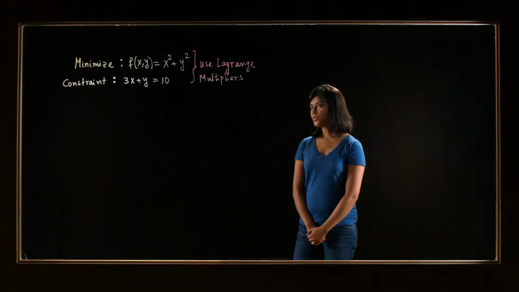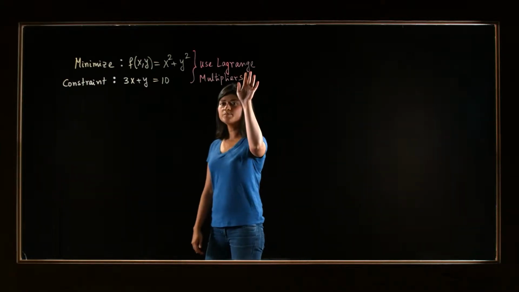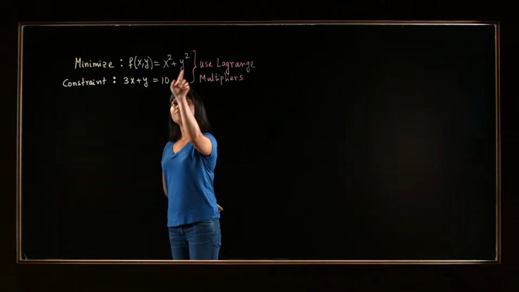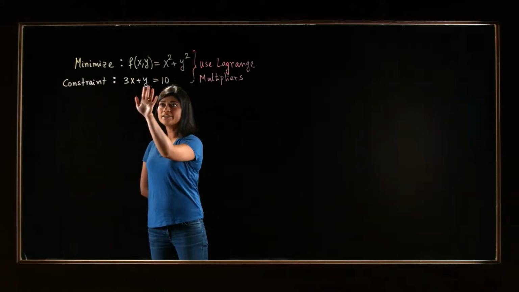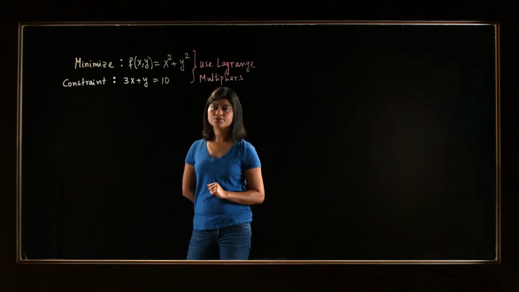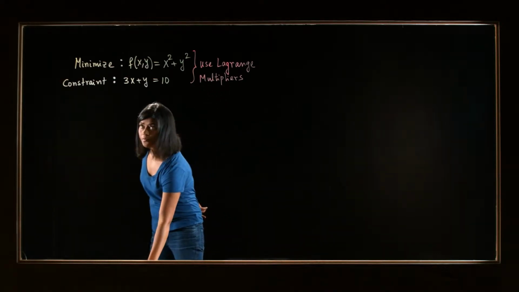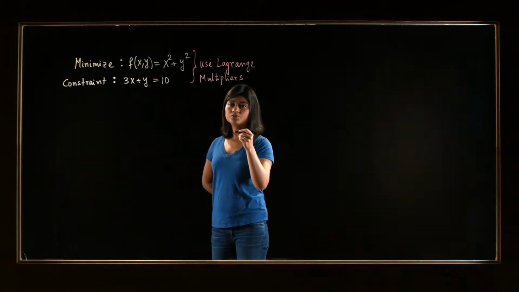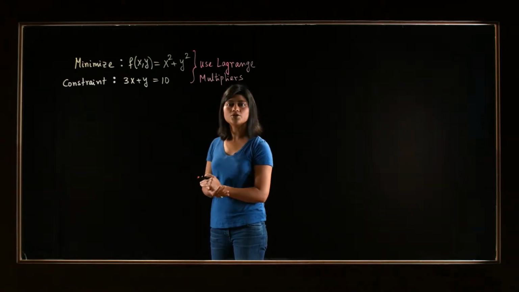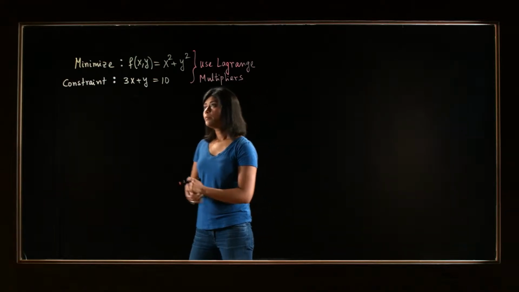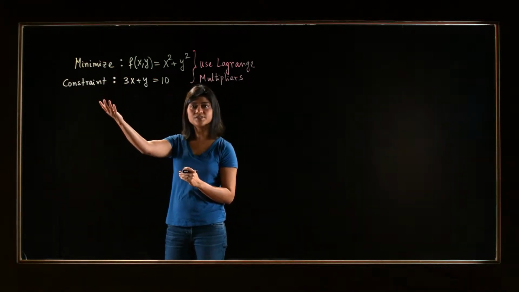In this problem, we have to use Lagrange multiplier to minimize this function f, x squared plus y squared, subject to the constraint 3x plus y equals 10. Now, to minimize a function, we need to find critical numbers, and in order to do that, we have to compute the partial derivatives. Okay? But we have a constraint here that we have to consider as well.